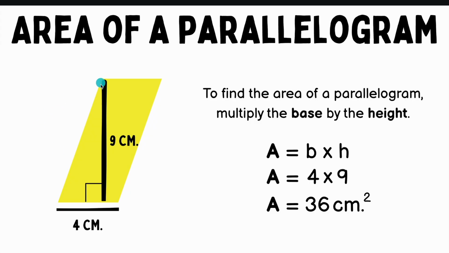We know this formula works because we could take this space and transfer it over on this side, which means we would take 9 times 4, which would be 36 centimeters squared.